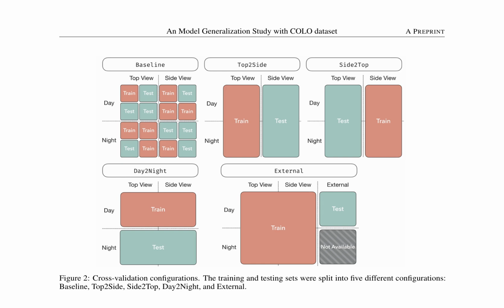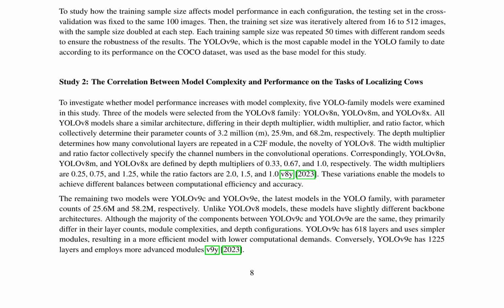Researchers also examined the correlation between model complexity and performance on the task of localizing cows. Five YOLO family models were evaluated: YOLOv8n, YOLOv8m, YOLOv8x, YOLOv9c, and YOLOv9e. The YOLOv8 models share a similar architecture, differing in their depth multiplier, width multiplier, and ratio factor, which determine their parameter counts. The YOLOv8 models have parameter counts of 3.2 million, 25.9 million, and 68.2 million, respectively.